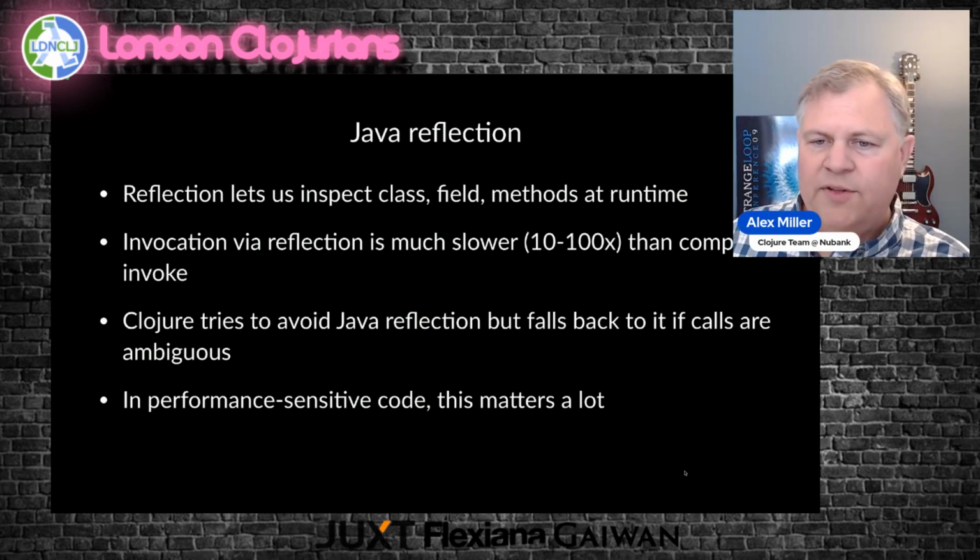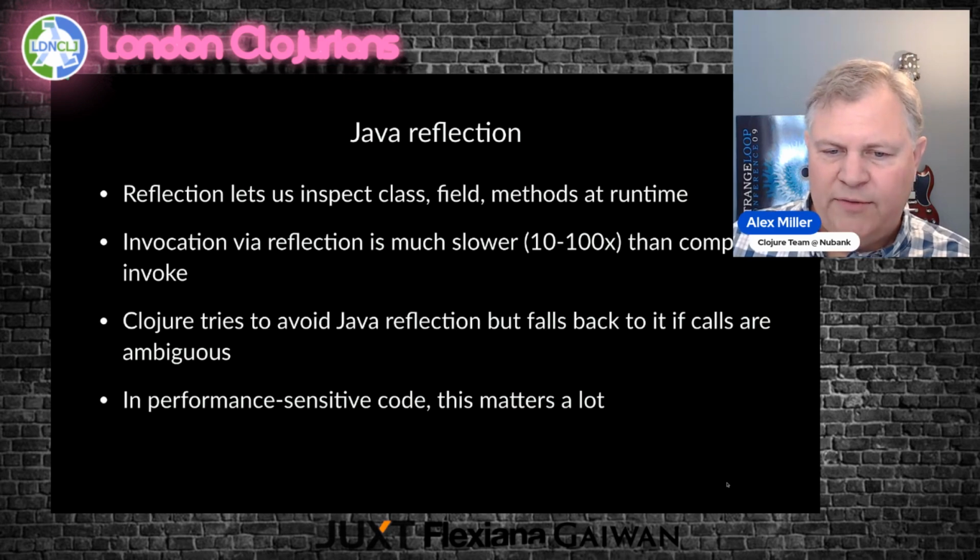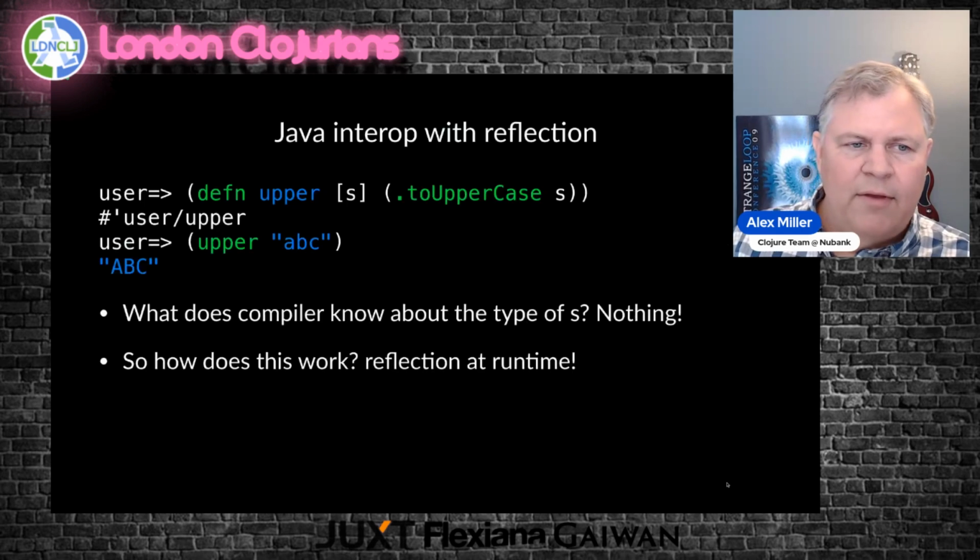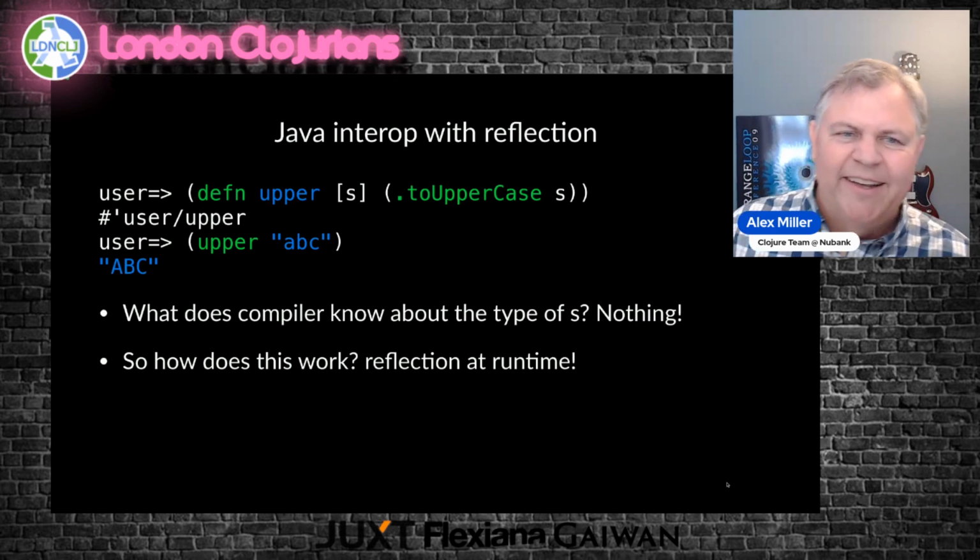In performance-sensitive code, this is going to matter a lot because obviously invoking something that's 10 to 100 times slower, especially if it's in a hot loop or your main transaction path or whatever, is slower. So we want to avoid that. In cases where you're not in the main path, it really doesn't matter. So it's important to stress about this the appropriate amount in the appropriate place.